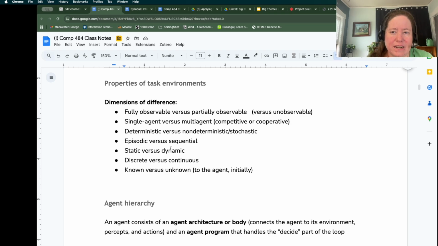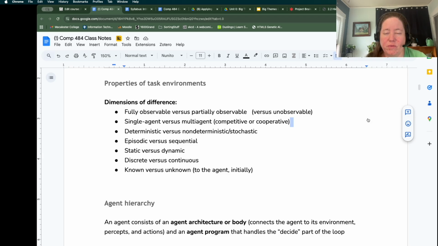Static versus dynamic. So this doesn't have to do with randomness or the effects of the agent's behavior. This is just intrinsically in the environment. Does the environment stay put, except when the agent makes changes? Or is it a dynamic environment where things could change all the time?